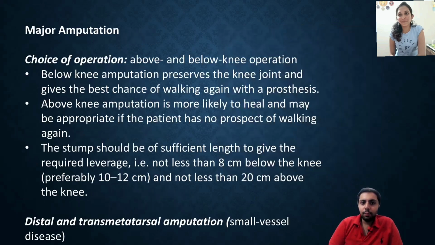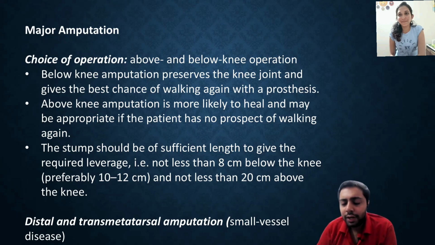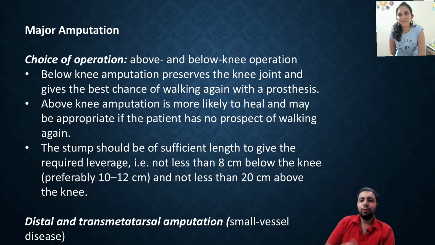So yeah, the choice is between above and below knee operations. Below knee amputation, why do we do it? If the patient wants to walk again, we go for below knee amputation. It preserves the knee joint and gives the best chance for walking again. If the patient doesn't want to walk, a very old patient who is not able to walk, we can go for above knee amputation. The advantage of above knee is that it is more likely to heal faster than below knee.